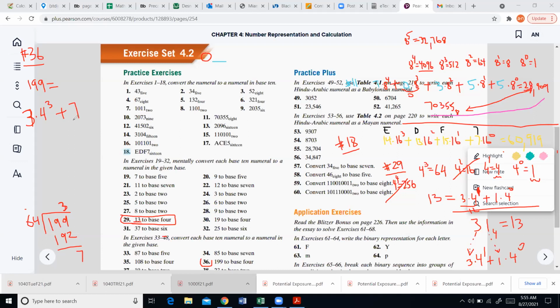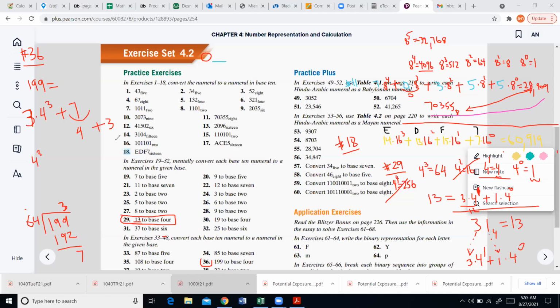So now I need to write 7 using powers of 4. Notice that 16, the lower power, is not working because it's too big. So now I use just the 4. How many 4s fit here? Just one 4, and then plus 3. So what I have here is 4 cubed.